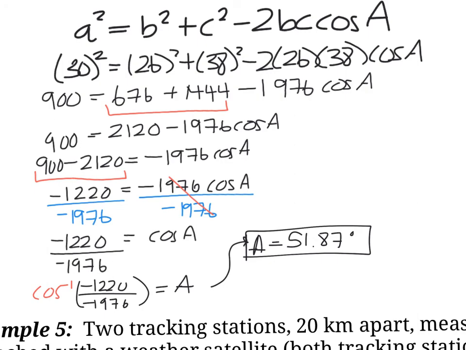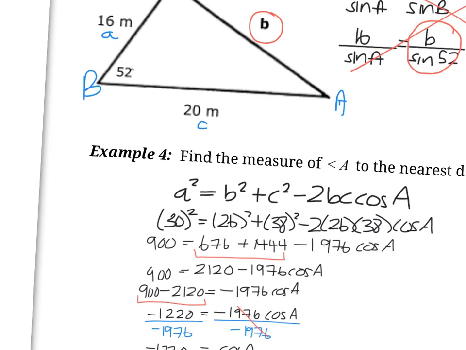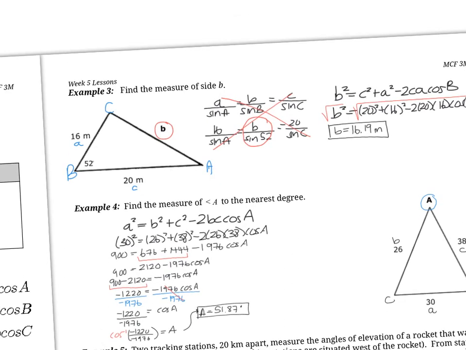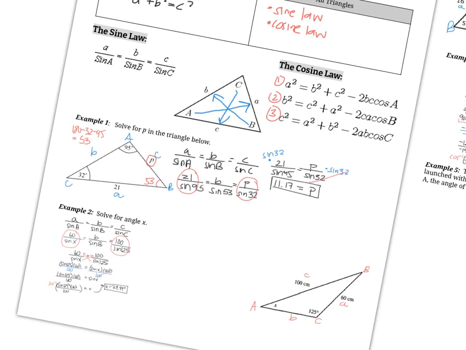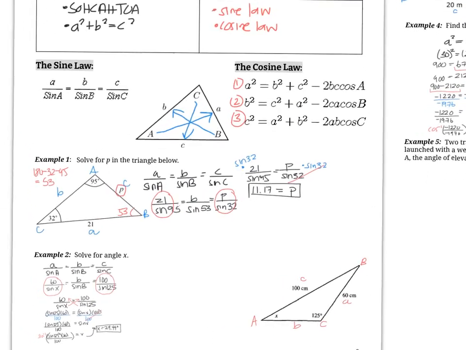So what we just did is we did 4 examples: 2 of cosine law, finding a side and finding an angle, and then 2 of sine law, finding a side and finding an angle. And we're done.